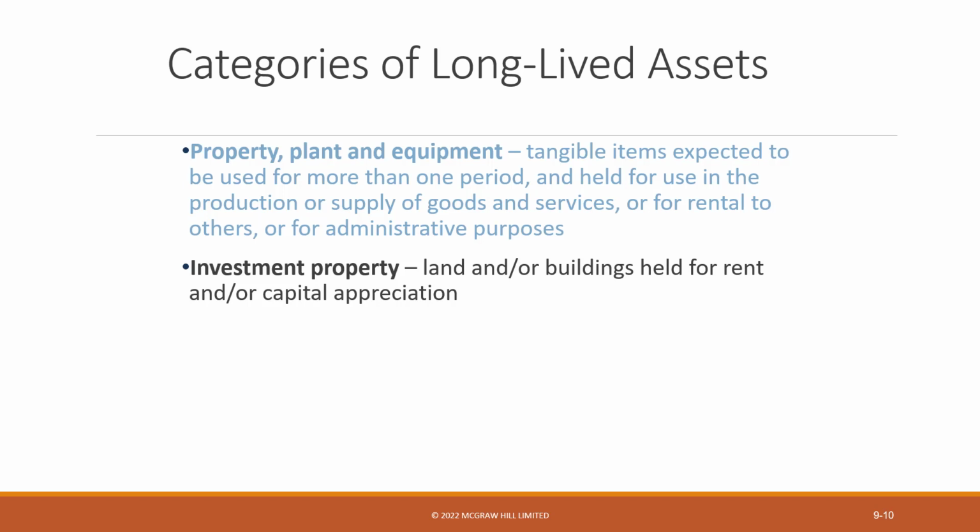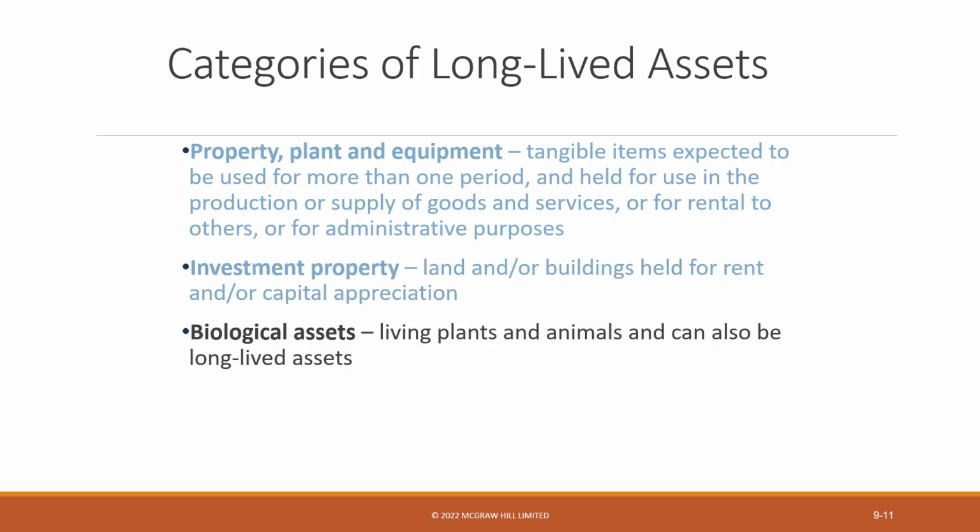The next category is biological assets, which are living plants and animals. Biological assets are discussed in Chapter 8 when they're classified as inventory, but they can also be classified as long-lived assets when they are used to grow produce, such as apple trees, which grow apples, or vines, which are used to grow grapes, which eventually will be made into wine.